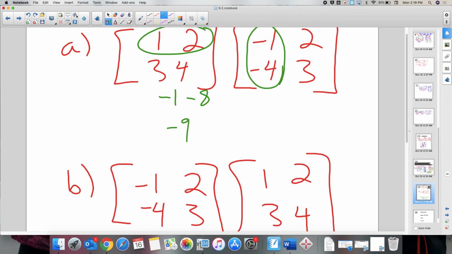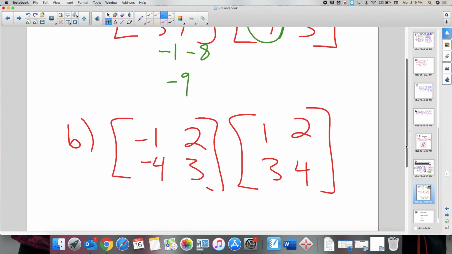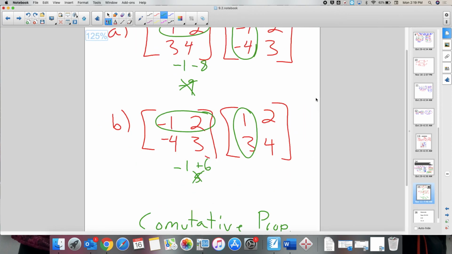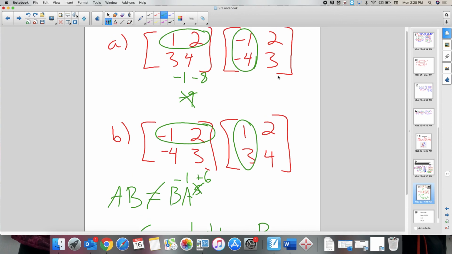If we come down to the other one, if I flip the order of it, I'd be doing -1 and 2 times a 1 and a 3. I get a -1 and a +6. That gives me a +5. These values are not the same. I'm not allowed to just change the order of my two matrices. Matrix A times matrix B is not going to be the same as if I do matrix B times matrix A. Right? They're going to give me different values there. And then here's your homework.